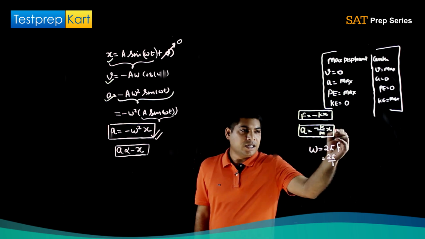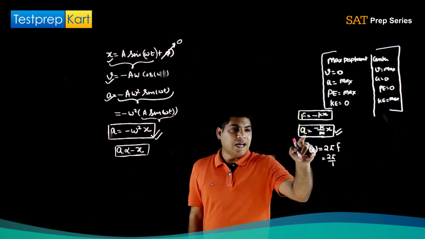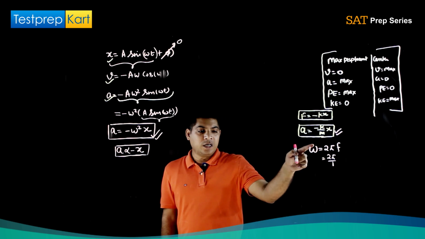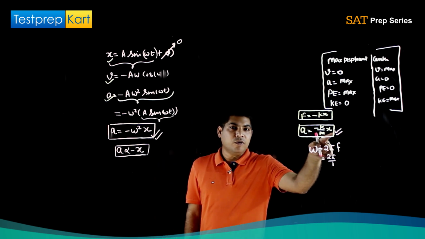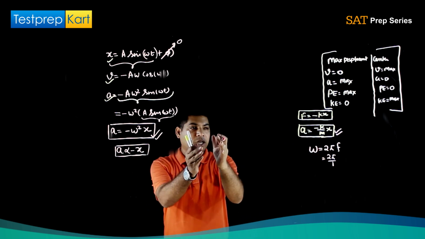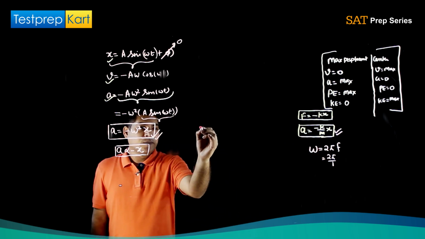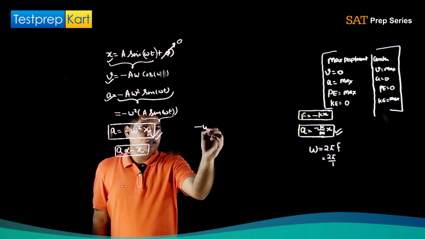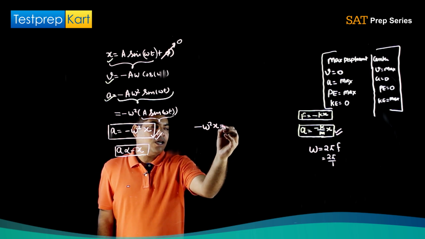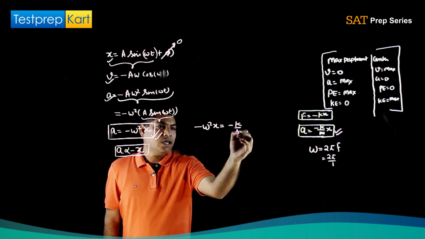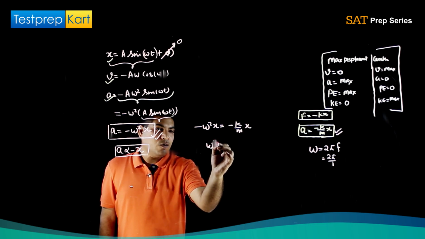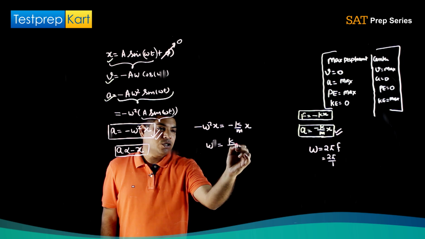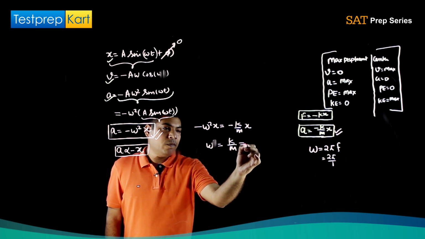Okay, so here we have an expression for acceleration, that is a equals minus omega square x. And in the initial discussion we discussed that the acceleration for any object under SHM will be minus k over m into x. So let's equate these two equations. What we'll get is minus omega square x equals minus k over m into x. So we'll get omega square equals k over m.